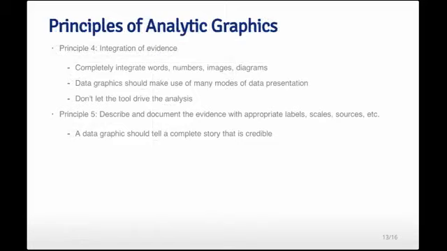The fifth principle is to describe and document the evidence that you present, using labels and sources and whatever. In particular, if you're going to be making a plot with a system like R, it's important to preserve the computer code that made the plot. The idea is that you want to lend some credibility to the evidence that you present. So sources of where the data came from are very important, and how you made the plot is also important. That's a very basic principle, and it's important for your credibility.